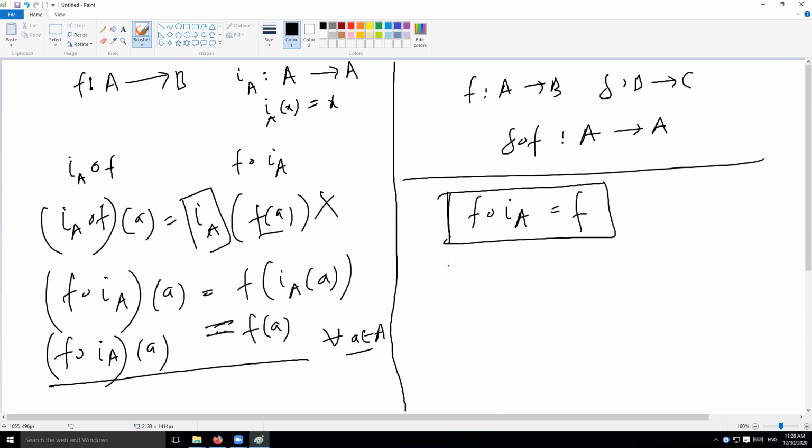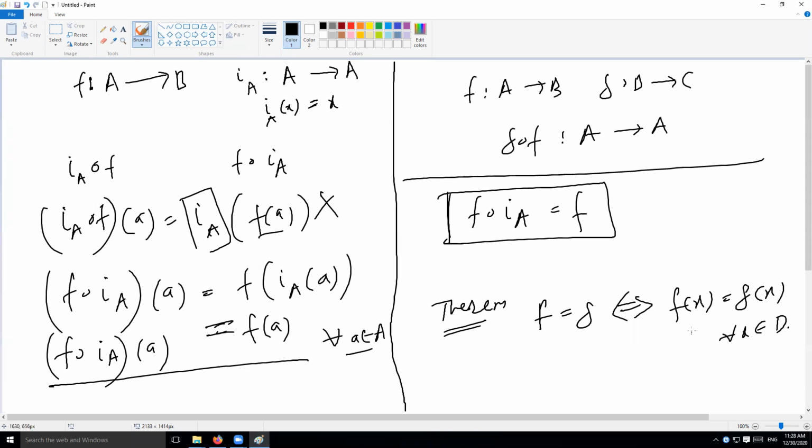We proved one theorem previously in the same chapter, if you have the book with you, that two functions f and g are equal if and only if f of x equals g of x for all x in the domain. If they agree with each other on the entire domain, the functions are equal.